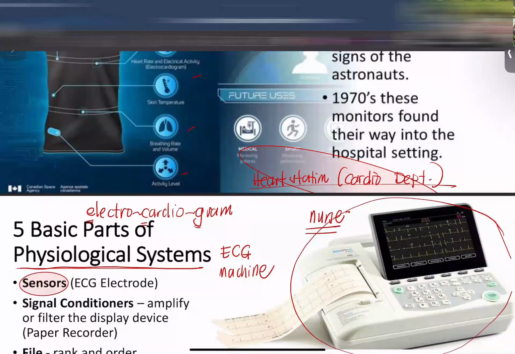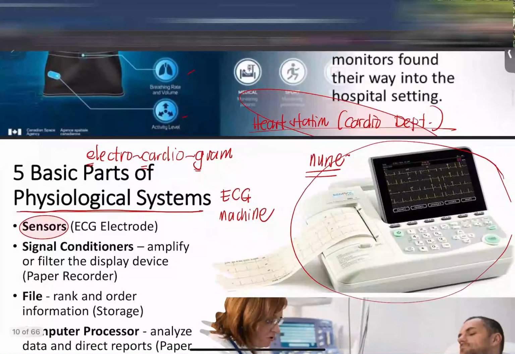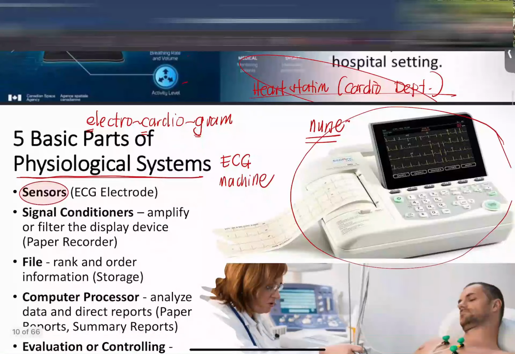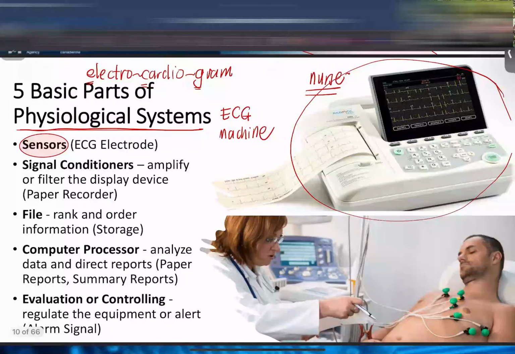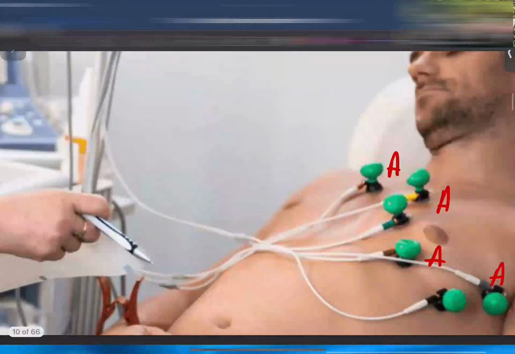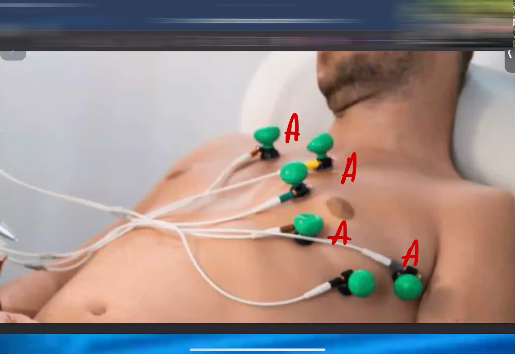Okay? Now, let's talk about the 5 basic parts of the physiological system. 1, sensors. If you would look at the diagram here, okay, let's label that as A. Ito po yung sensors natin, yung mga electrodes. Hanapin niyo po kung saan ko sinusulat ang letter A's. Okay? Those are your sensors. These are your sensors. These are your electrodes. In other words, class, that's the part of the machine that will be able to sense what's happening on the body. Okay, so class, tinatawag po natin yung electrodes.